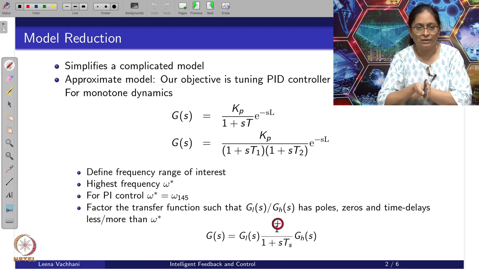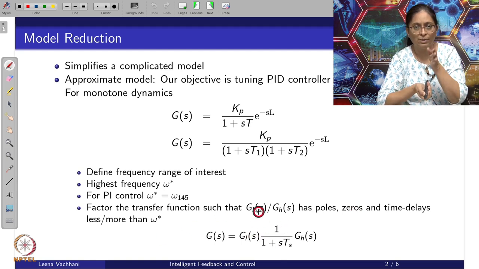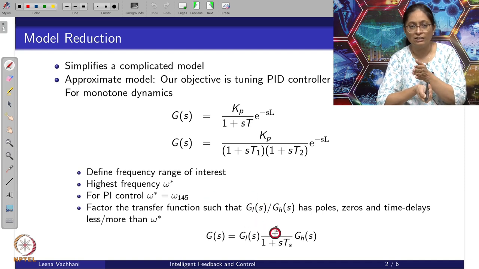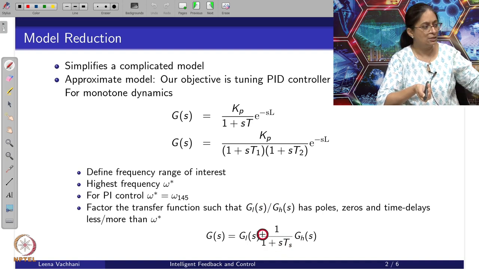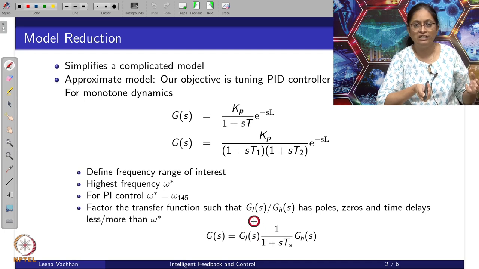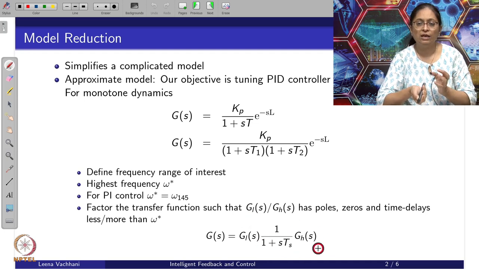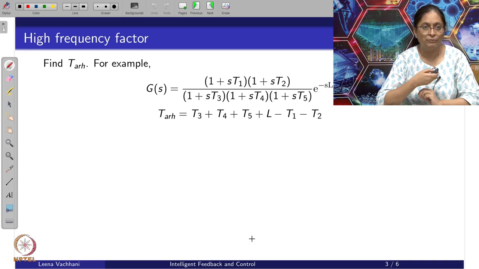So omega star has relevance to where we are breaking this in terms of lower frequency and higher frequency. And this omega star part will take the role in identifying this 1 by 1 plus S T S. Below this is my GL of S, which we will retain from the actual model, whereas we will do the approximation for the higher frequency terms. Let's see how we do it.